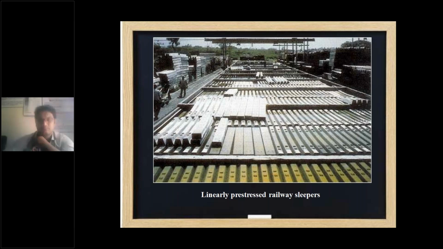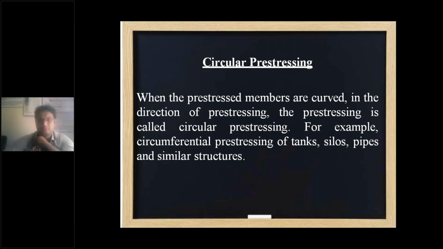And coming to circular prestressing, can you tell me where we use circular prestressing? So we use circular prestressing where the element is in the form of a curved shape. When the prestressing members are curved, the direction of stressing will also be in a circular way. That's why it is called circular prestressing. So what are the examples of circular prestressing? In linear prestressing, we do stressing longitudinally, right? But in circular prestressing, we do stressing circumferentially, along its circumference.